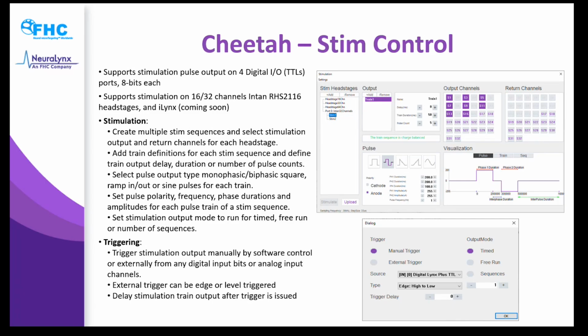And then the stimulation on 16 and 32 channel Tan head stages, the 2116s, and then the iLinks that will be in the future. So on this page here, you can see you can create multiple stim sequences. Depending on the head stage, you can list what output channels and return channels you want. We have different pulse sizes that you can do.